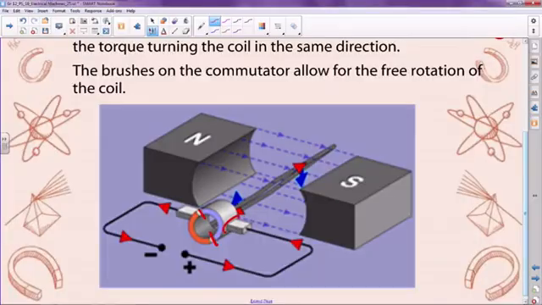And what we have over here is carbon brushes, and the carbon brushes maintain contact between the coil and the circuit and the commutator. Okay, so they make sure that there's always contact so the current can flow through it, okay?